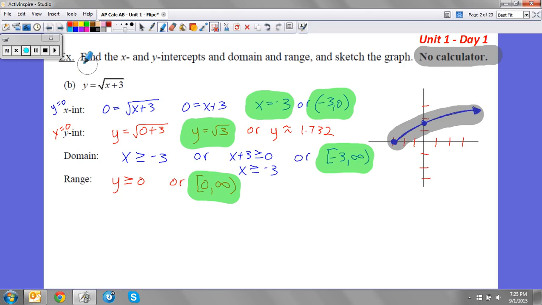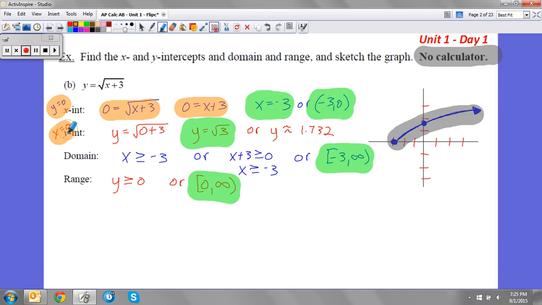X-intercept, the same strategy applies. If I'm looking for the x-intercept, I'm plugging in y is equal to 0. And you see me solving for it. I squared both sides to get to here. And then I just subtract 3 from both sides so that I get x is equal to negative 3, or again as a point, negative 3, 0.